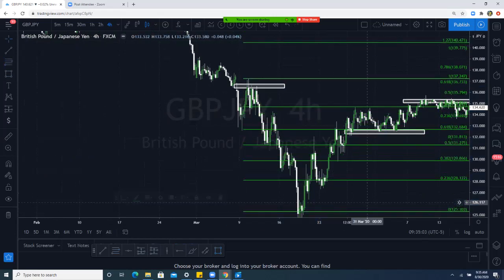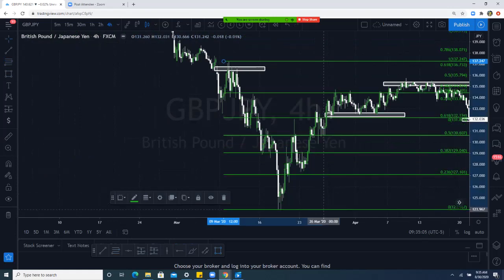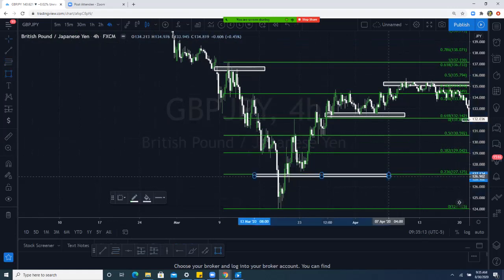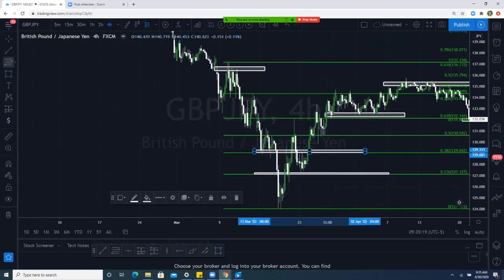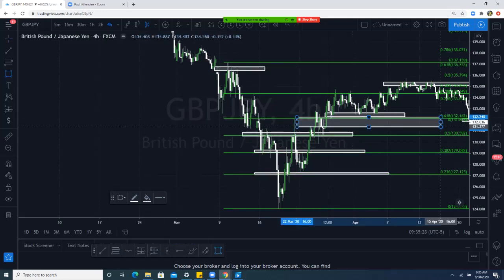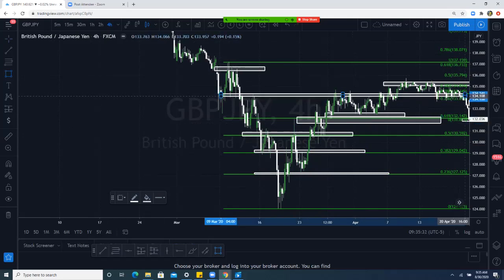Top to bottom. I like going from wick to wick, so the highest point to the lowest point of a certain move. And you see right away, you have price respecting here. You have price respecting here. Price respecting here. And it just keeps going. Price respecting here. Price there.